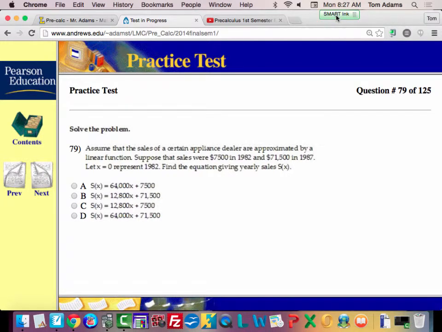Assume that the sales of a certain appliance dealer are approximated by a linear function. Suppose that the sales were... Okay, so before I move any further, when they say approximated by a linear function, what's the first thing that should pop in your head? A graph. Well, yeah, but a graph of y equals mx plus b. That's what a linear function is.